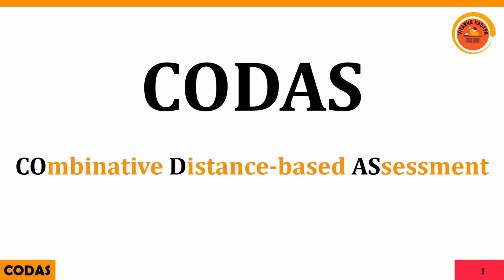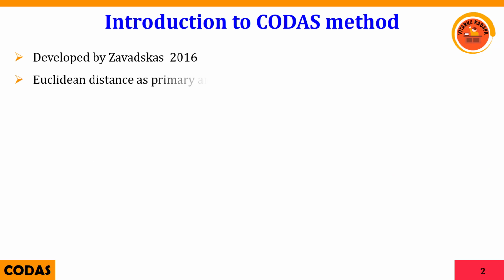This method was developed by Zavadskas in the year 2016. It mainly depends upon Euclidean distance as a primary measure and taxicab distance as a secondary measure. In most MCDM problems, we might talk only about the Euclidean distance, but here an extra thing called taxicab distance has been added.